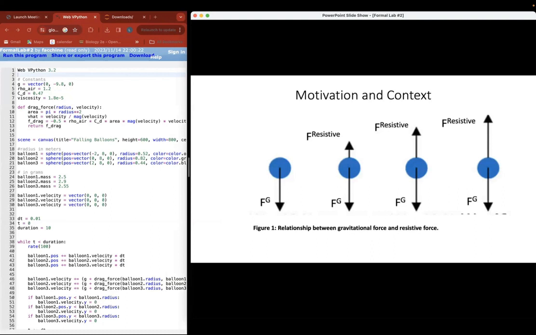In class, we learned that there was a relationship between the resistive force and the gravitational force: the resistive force would eventually become equal to the gravitational force acting on an object, meaning that the object would eventually reach a terminal velocity and would not accelerate anymore.